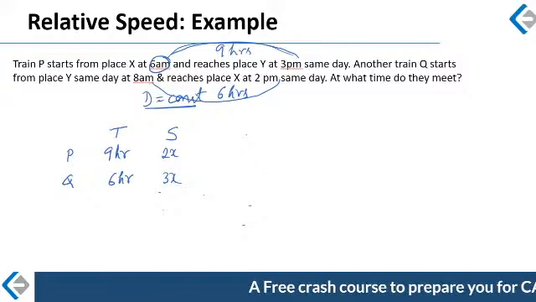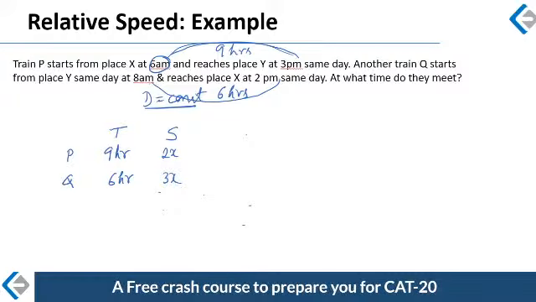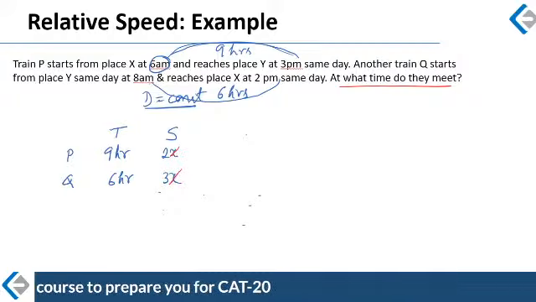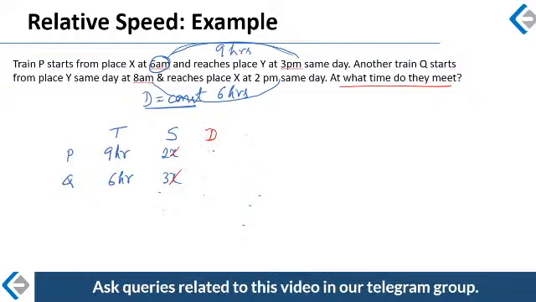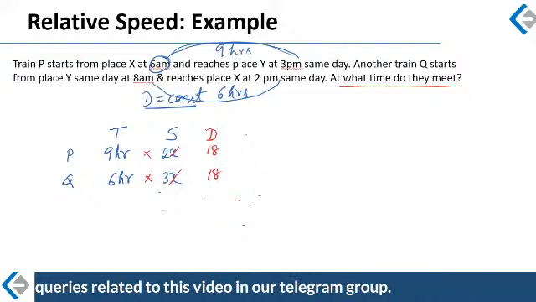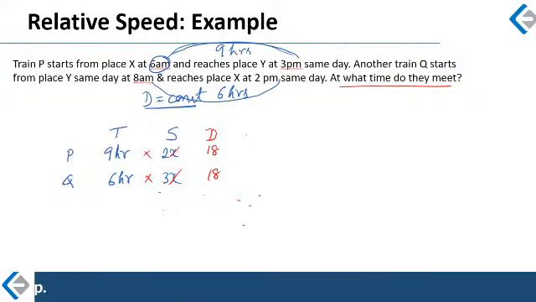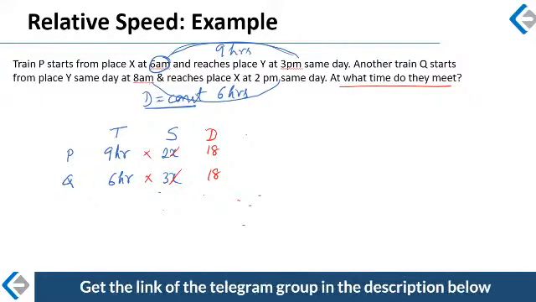So I can ignore this x also, because it's anyway a dummy problem. What do I want? At what time do they meet? I can ignore this x, not required, because I'm not finding the total distance, which anyway I cannot find, but the relationship I can find. Therefore the distance, 9 into 2, 18 kilometers. I'll take it as 18. 9 into 2, 6 into 3, that's also 18, because both are traveling the same distance. That will not change. Okay, therefore distance is 18.